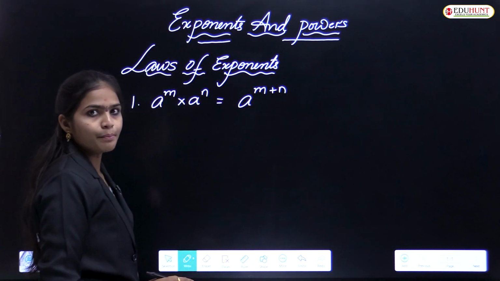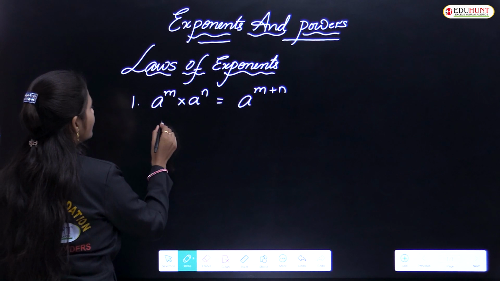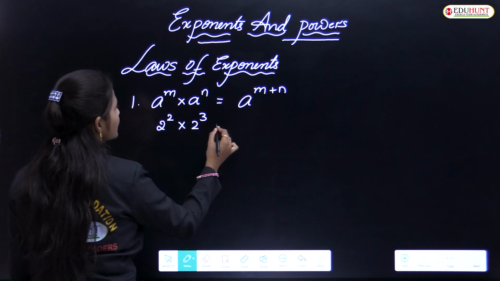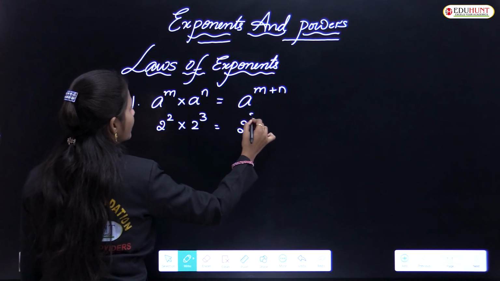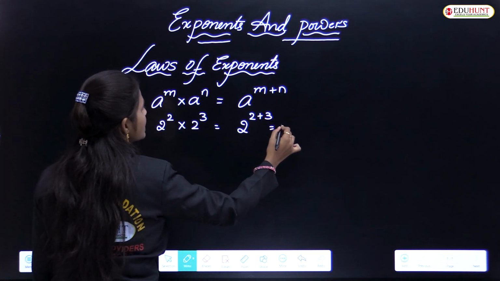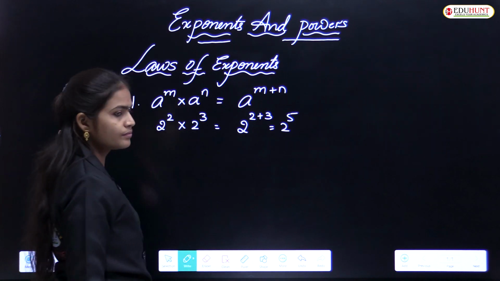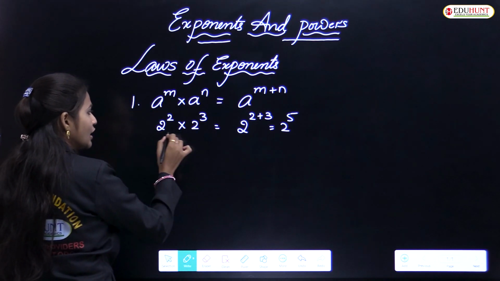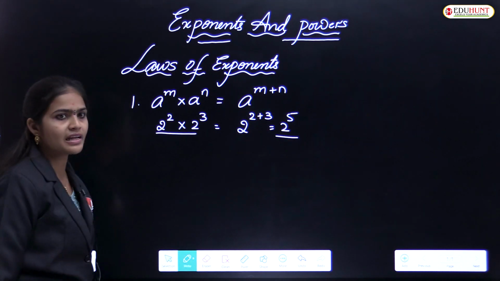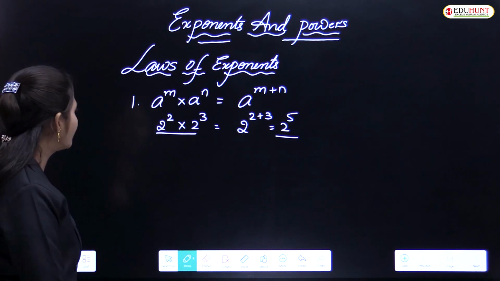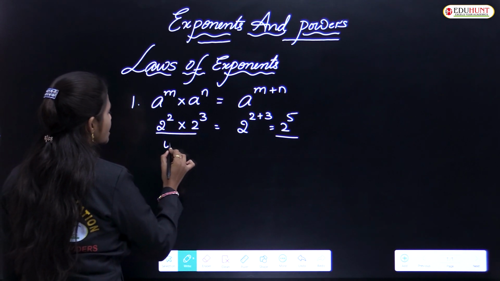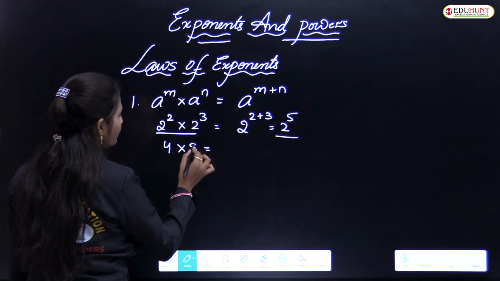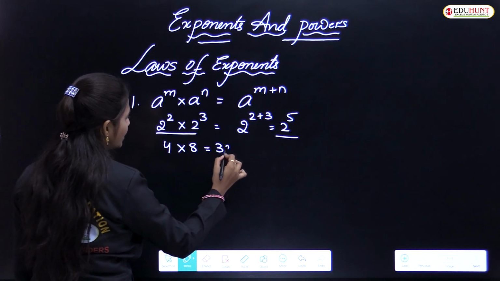a power m plus n. So here the example is 2 square into 2 cube, which is equal to 2 power 2 plus 3, which is 2 power 5. They are saying that the value of 2 square into 2 cube is 2 power 5. Just to check the proof: 2 square is 4, into 2 cube which is 8. So 4 into 8 is equal to 32.